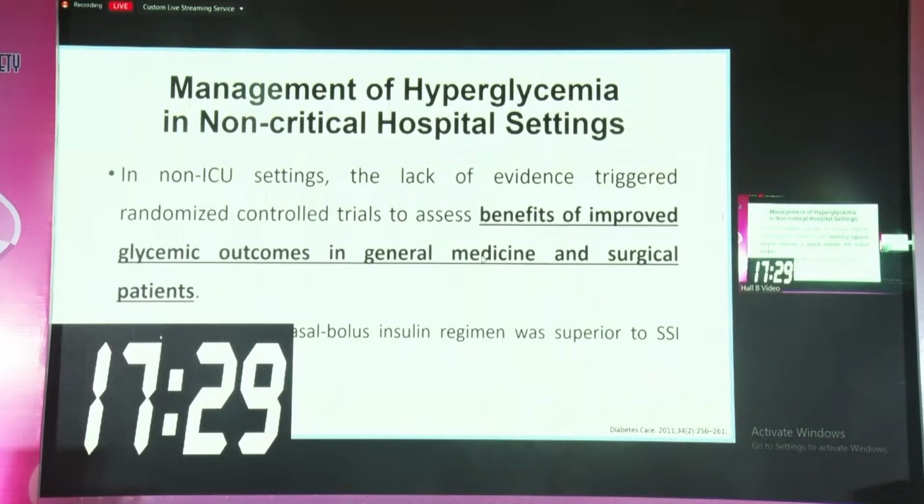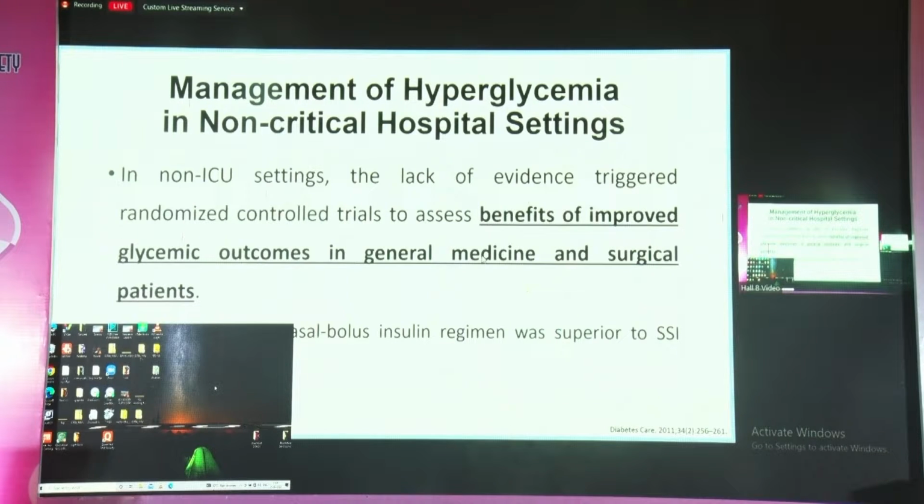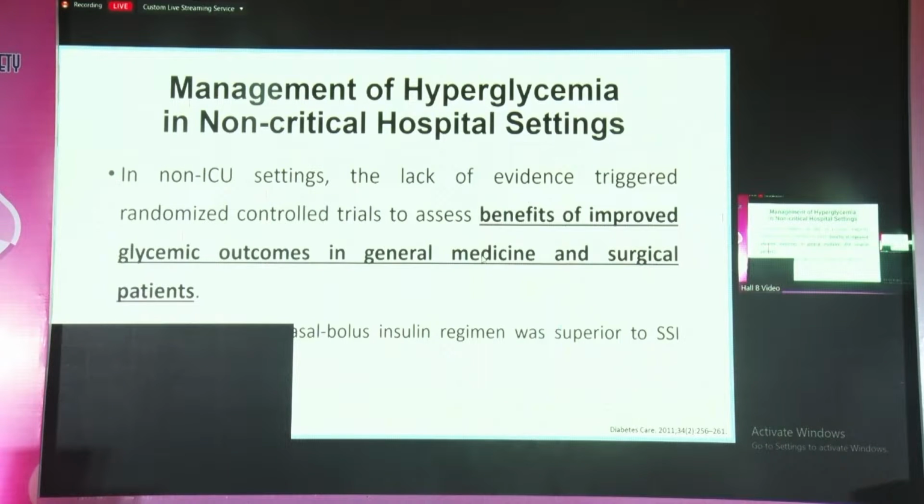Now in ICU setting, there were great studies like the Van den Berghe studies followed by NICE-SUGAR studies and lots of RCTs stating that ultimately in ICU setting the standard of care would comprise a blood glucose level between 140 to 180 mg per deciliter. But in non-ICU setting, there is a lack of evidence from RCTs to assess benefit of improved glycemic outcomes in general medicine and surgical patients.